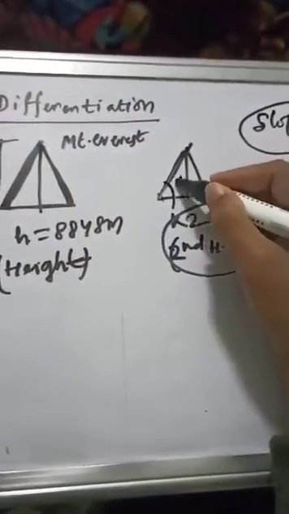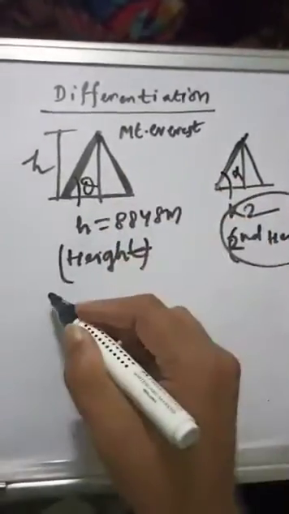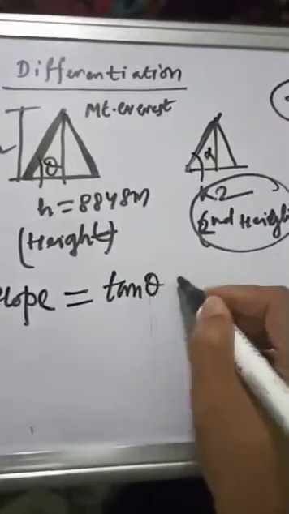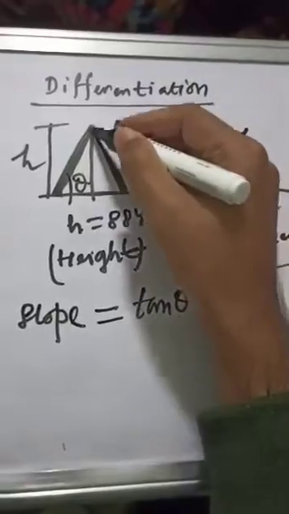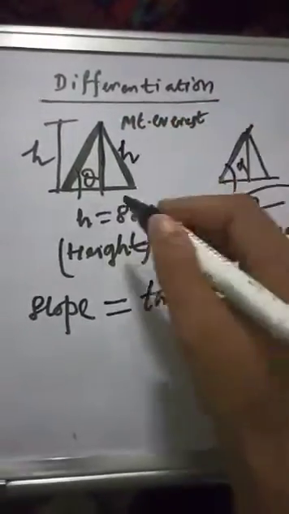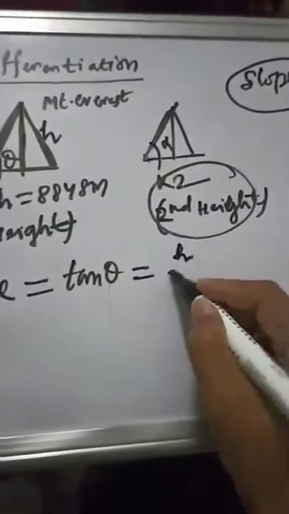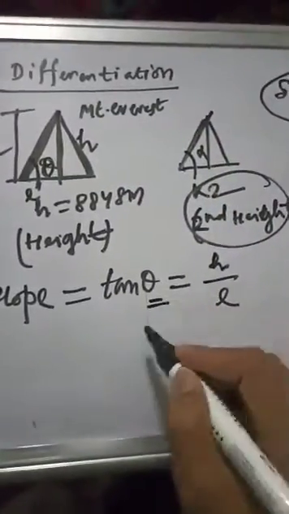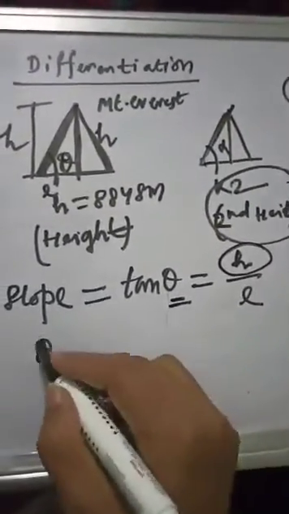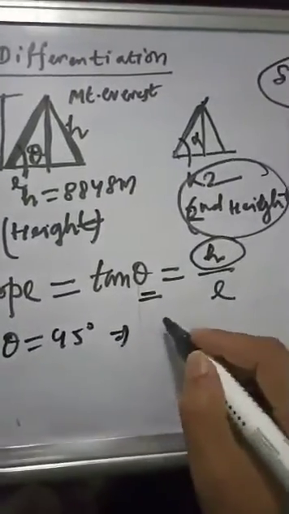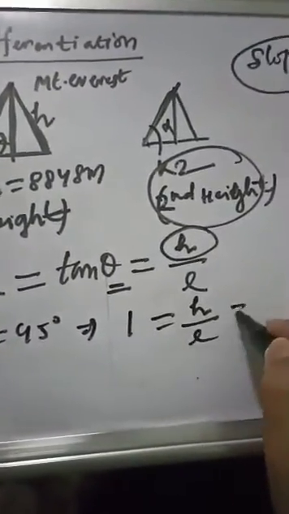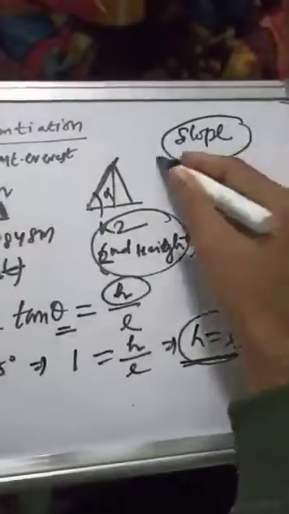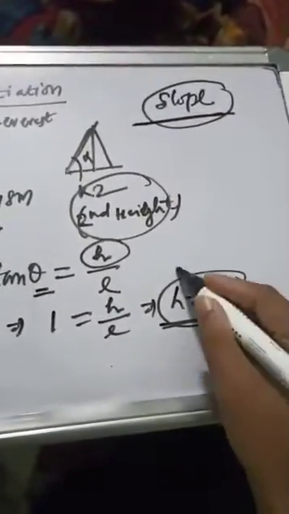Suppose here angle is alpha, here angle is theta. Then slope equal to tan theta. Suppose the height is h and the length is l, so it is h by l. And if we know the theta, then we can find this h, right? So theta equal to 45, then tan 45 equal to 1, so h equal to l. So using slope, we can easily find the height h, right?